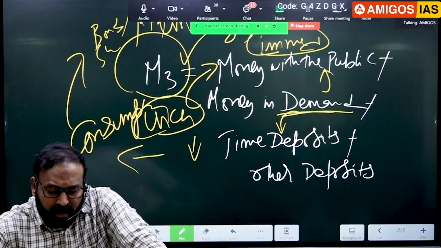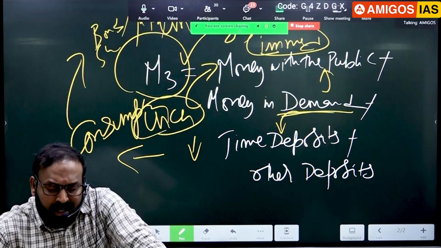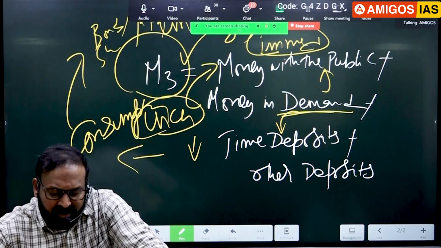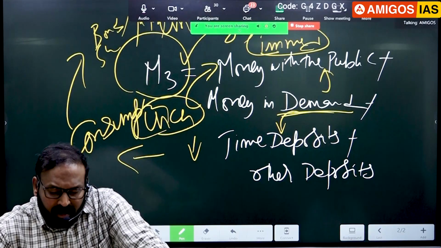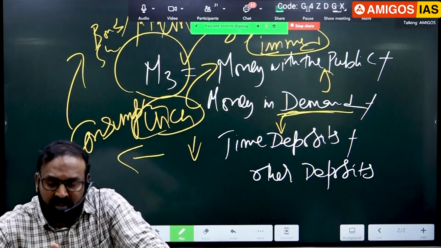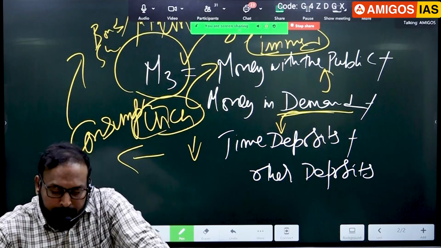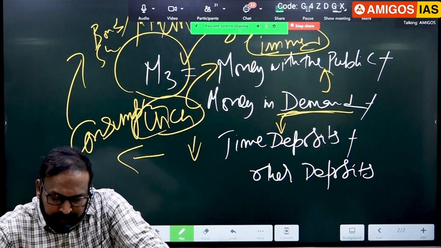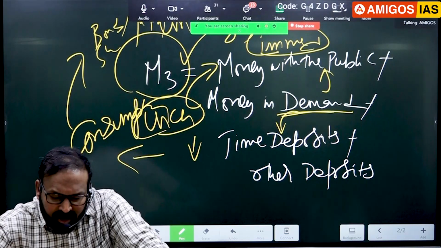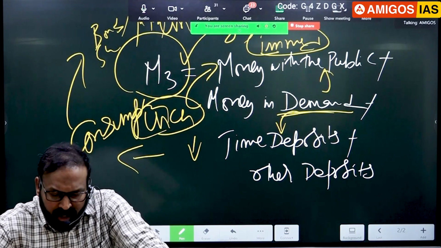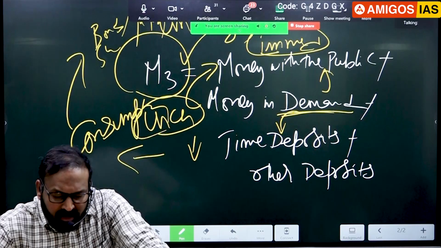Coming back to the next question: Micro, Small and Medium Enterprises Development Act 2006. The medium enterprises are those, it is all about the criteria, with investments in plant and machinery between 15 crore and 25 crore. That is one thing. Next.